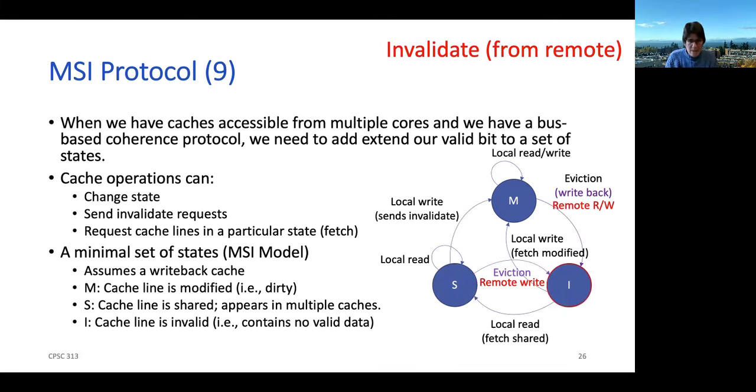I know that was a lot. It went by pretty quickly. Fortunately, you can replay this as many times as you want. And again, don't just try to memorize the picture. Think about the operations that can happen on the local core, and then what other cores might be doing that would force me to update my state.